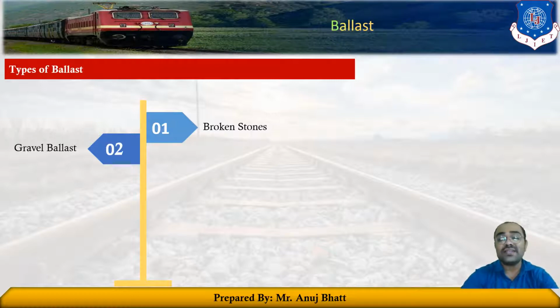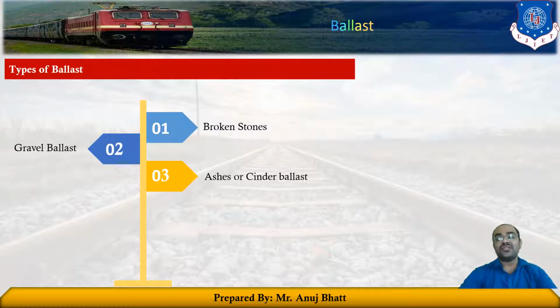Washing is required if gravels are obtained from the soil. This requires screening before the application of such gravel ballast. The third one is the ashes or cinder. The residue from coal which is used in locomotives and other furnaces is known as ashes.